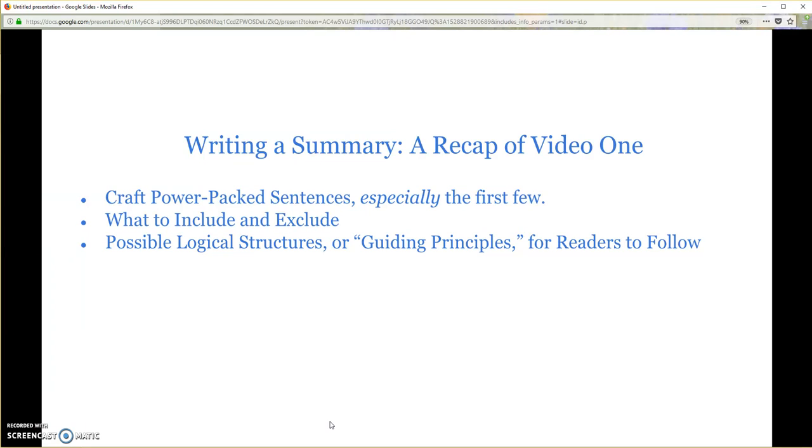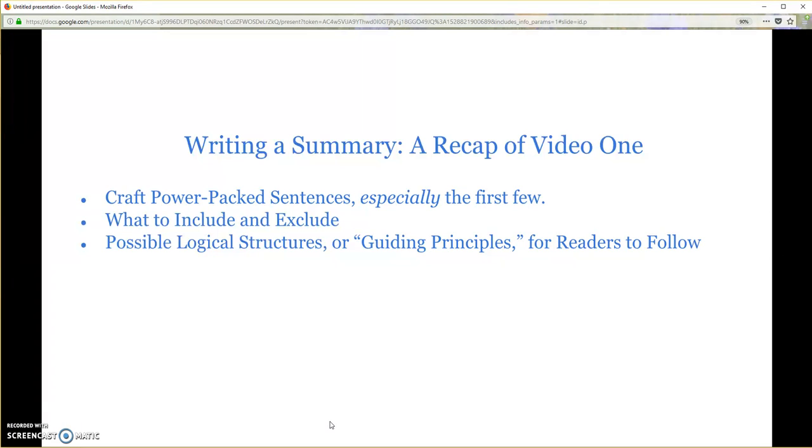We talked about crafting power-packed sentences, especially the first few, since you want to strive for word economy, getting rid of unnecessary words like adverbs. You might not want many of those, especially if you run into some problems with length in the summary. You want to avoid editorializing. You want to avoid to-be verbs since they add word count, right? You definitely want to go for active verbs. And I'll point a couple out today that I had to go back in and fix myself when I was giving these examples in this video.